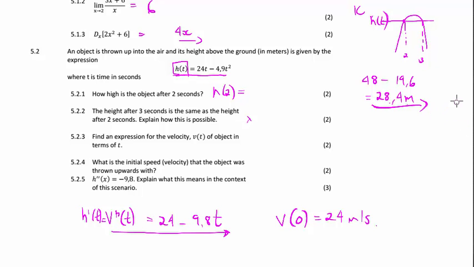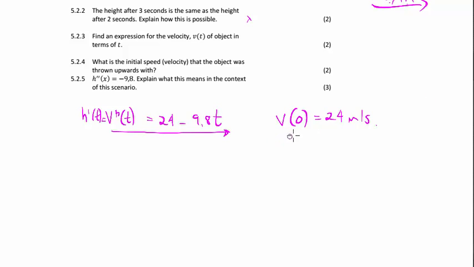Okay. So if I started with 24 meters per second, after 1 second, I would have lost 9.8 meters per second. So then it would be 15.2 meters per second. After the next second, I would have lost another 9.8, so then it would be 6.4 meters per second.